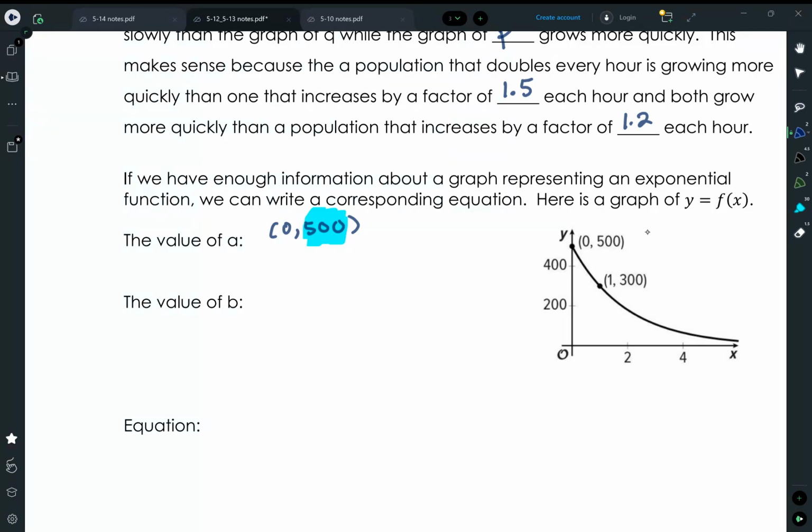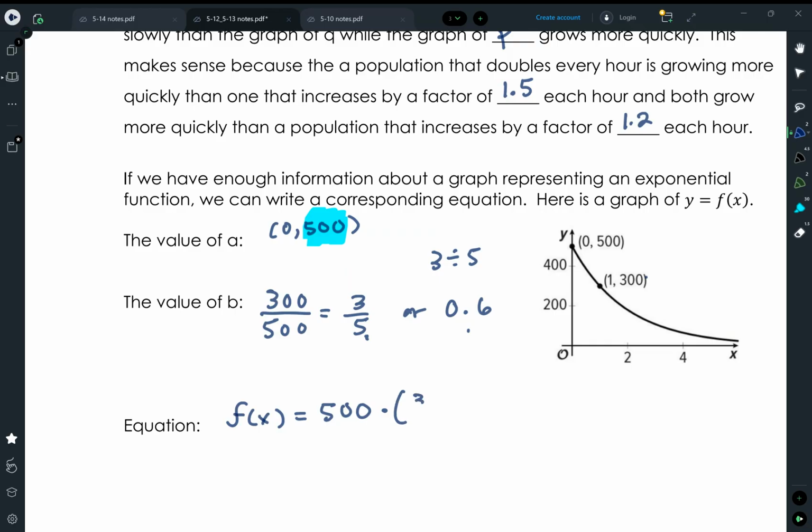So in that case, we take those y values and create a ratio. The second y value is 300, and the one before that is 500. So we get 3/5, or you could use a decimal. If you do 3 divided by 5 on a calculator, it will give you 0.6. Either one of those is fine. So let's write this in function form. f(x) equals our starting value times our growth factor, and again, you could use the 3/5 or the 0.6, we don't care, raised to the x power.